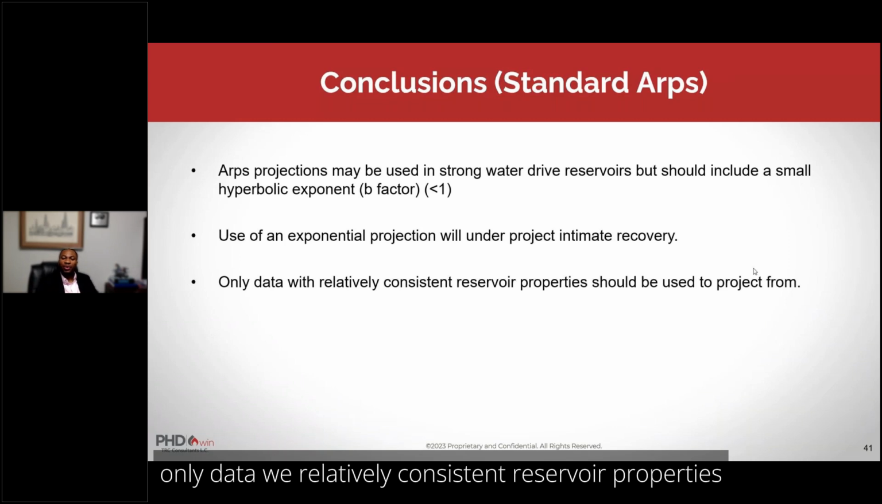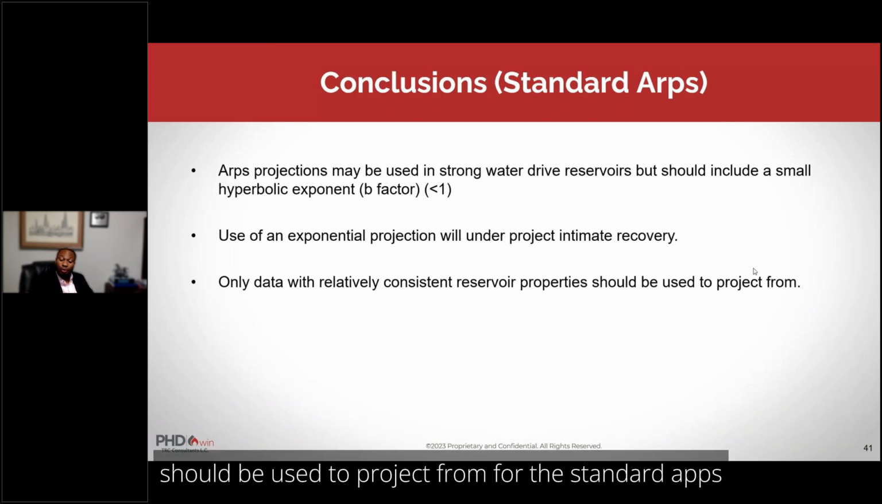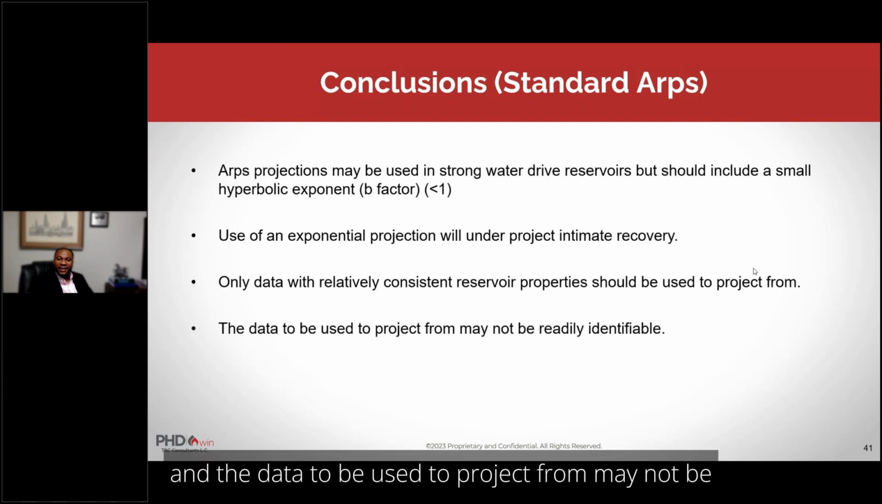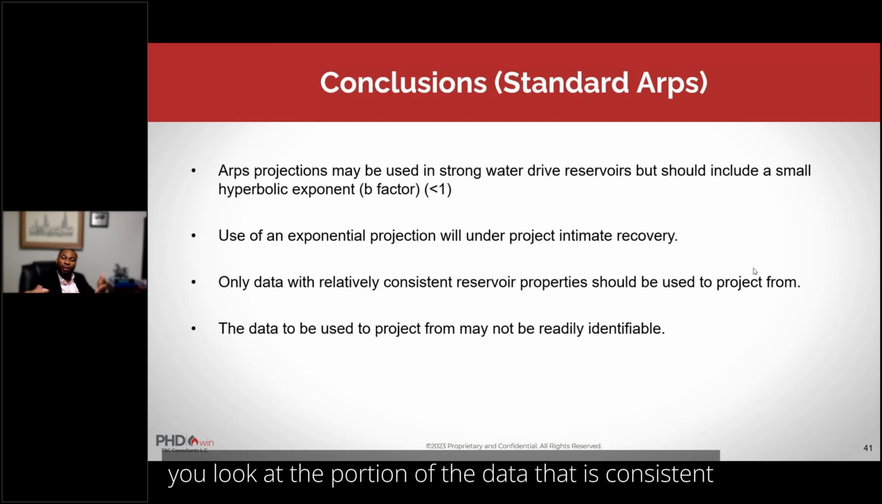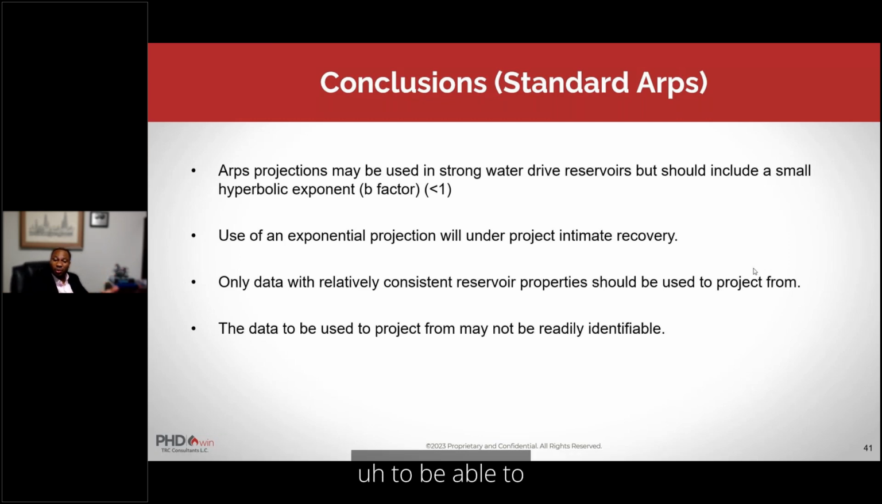Only data with relatively consistent reservoir properties should be used to project from for the standard Arps. And the data to be used to project from may not be readily identifiable. So you have to look at the plot and say, okay, which portion of the data. Rather than using every data point, you look at a portion of the data that is consistent to be able to make that projection.